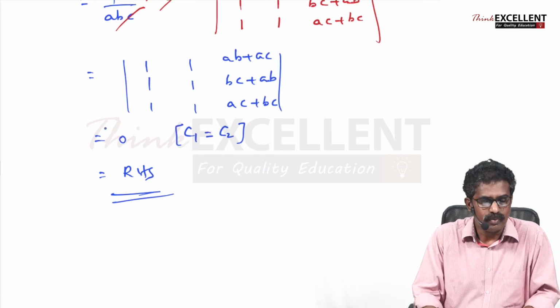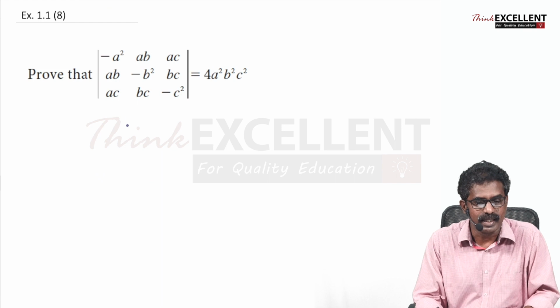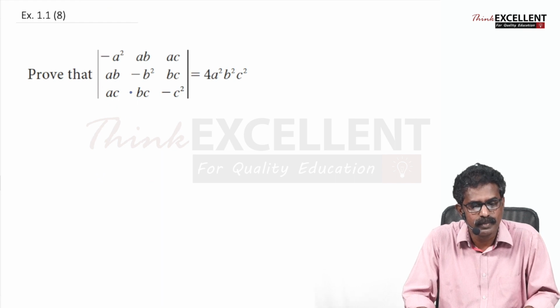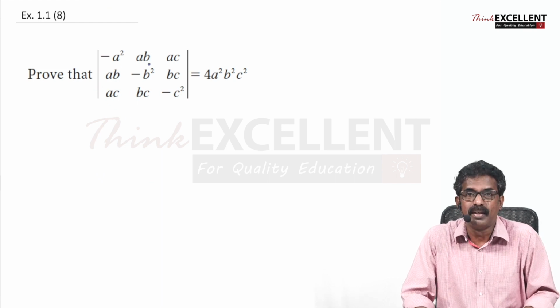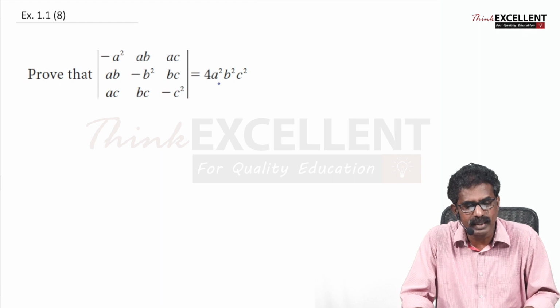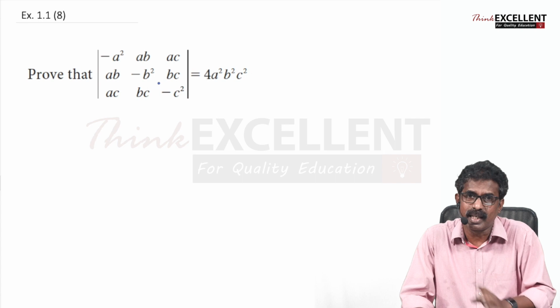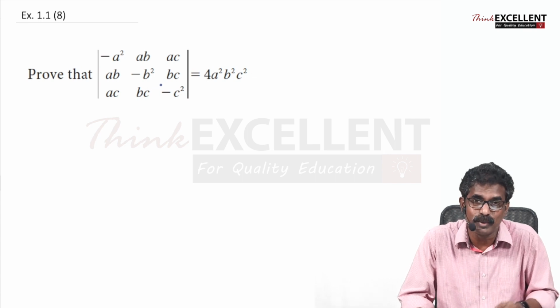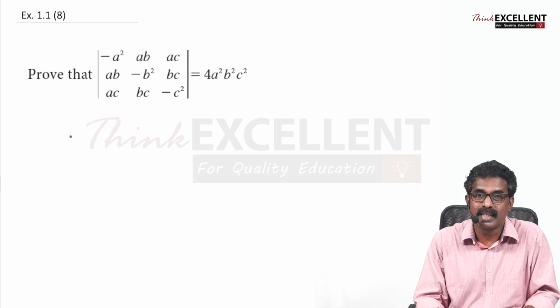Okay. Now let's go for the last question in this exercise. Prove that the determinant given equals... See the right side: 4a square b square c square. Even if you expand directly, you will get it. If there is no other way, you do that, right? But let us see some easy method.